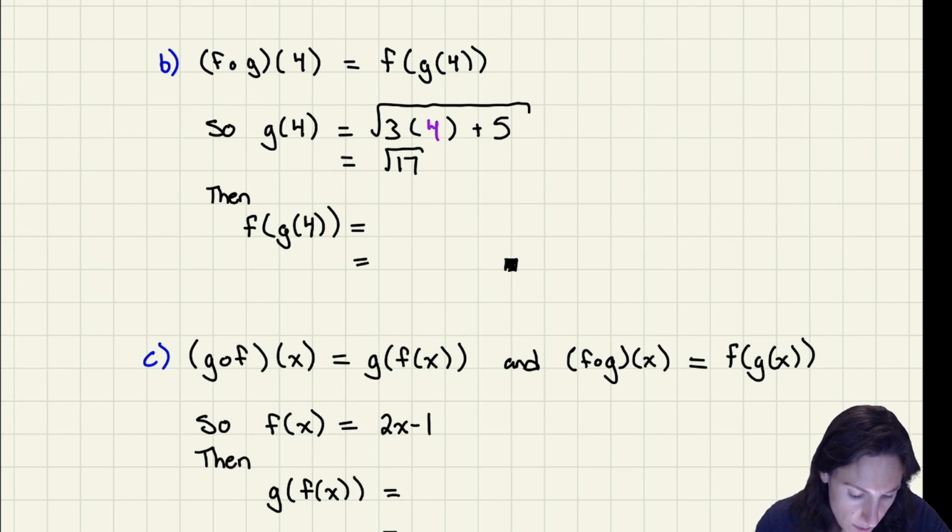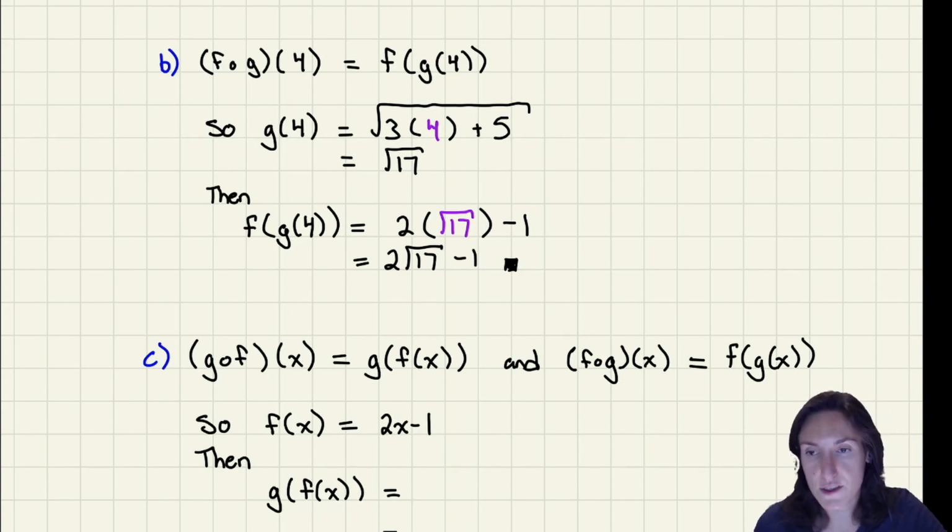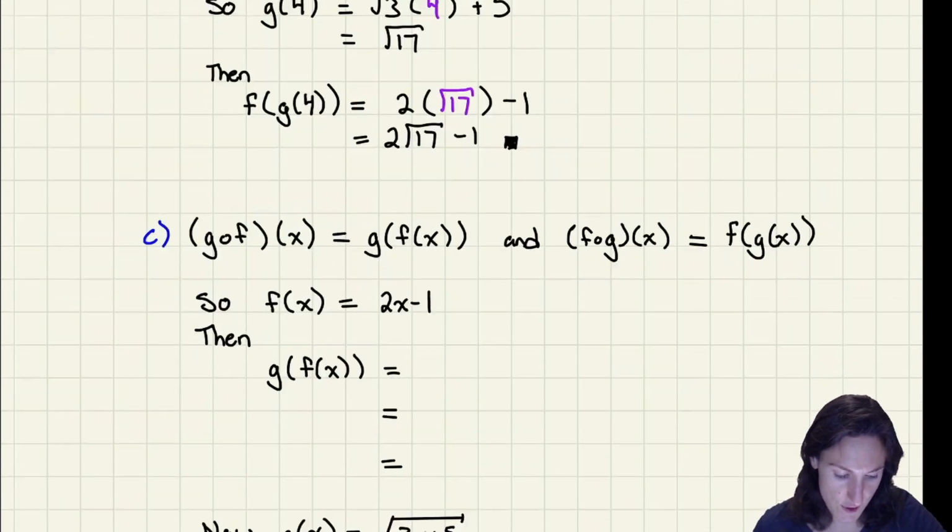And now I'm going to apply f to this. So f of g of 4. Well, what was my f again? My f was 2 times whatever that input was minus 1. And my input would be the square root of 17. So this I can't really simplify, so I just leave it as 2 square root of 17 minus 1. And then there's my answer.